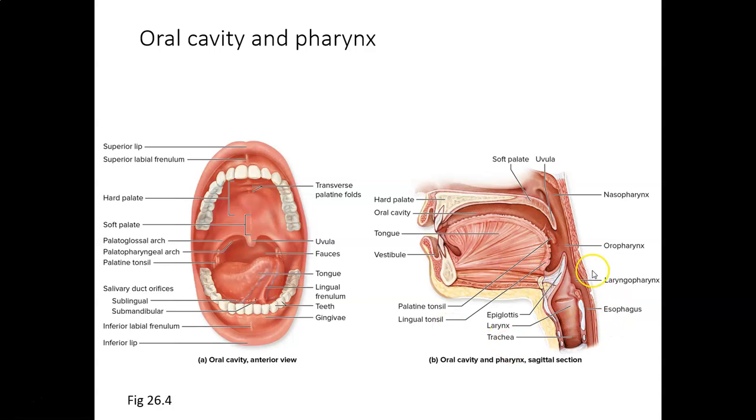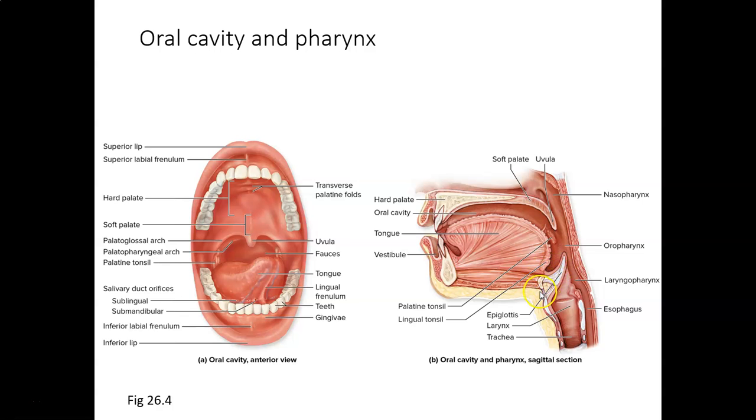On the sagittal section, you can see the pharynx pretty well. The most superior part is the nasal pharynx, the middle part right behind the oral cavity is the oral pharynx, and the most inferior part of the pharynx is called the laryngeal pharynx because it's just above the larynx.